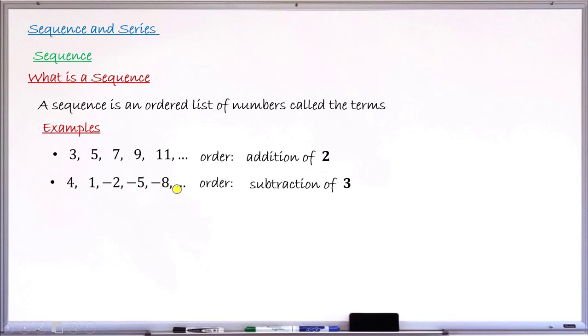So even if you are asked to write more terms after this minus 8, you will be able to do so because you understand the criteria, that is, the order of making that list. These types of lists are what we call a sequence.